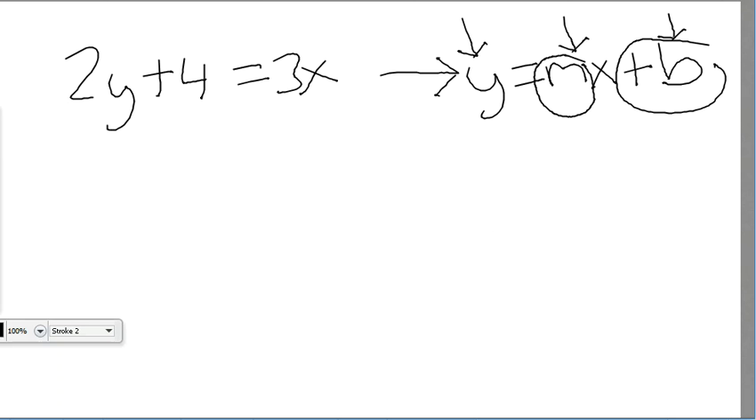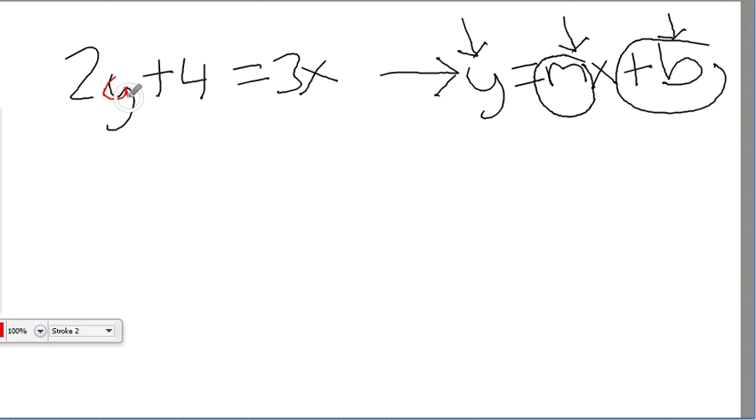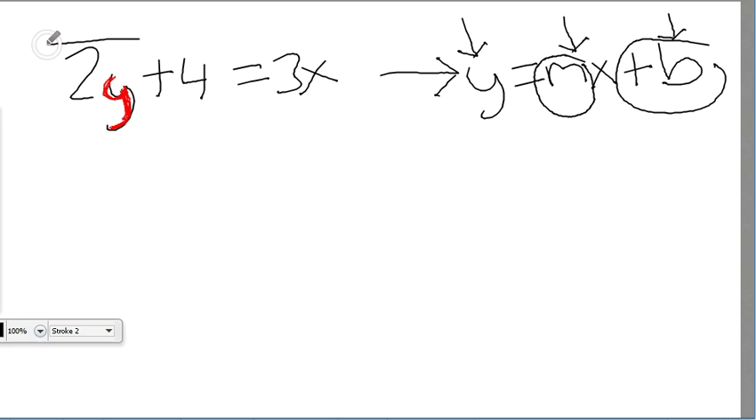So if we want to put this equation into slope-intercept form, we actually need to solve for the y. And when I say solve for the y, I mean get the y all by itself. We need to isolate this variable. So in order to solve for the y, you can see right now that we have 2 times y plus 4 equals 3x.